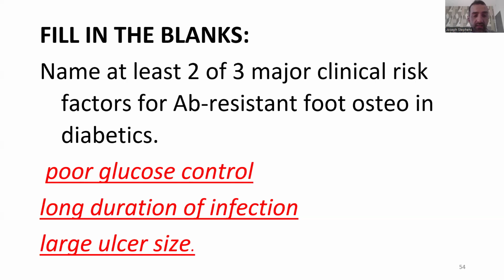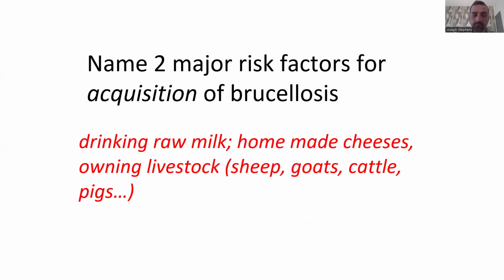Fill in the blanks. Name at least 2 of 3 major clinical risk factors for antibiotic-resistant foot osteo in diabetics. One is poor glucose control, another is long duration of infection, and the third is how big the ulcer is. Larger ulcers have higher risk of antibiotic resistance.